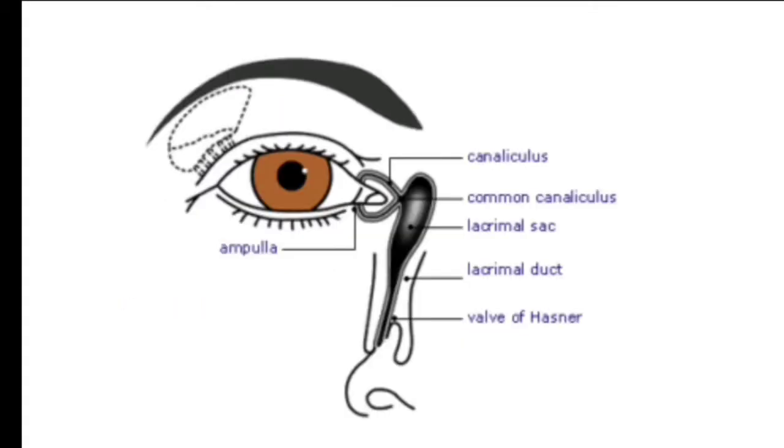This is another picture. In this picture, you can see the valve of Hasner. The valve of Hasner is situated in the distal part of the nasolacrimal duct. That is the place where the nasolacrimal duct enters into the nose. It is near the inferior meatus.